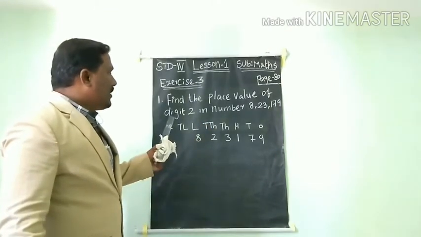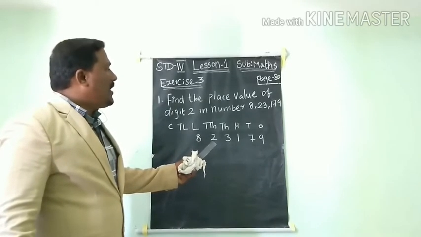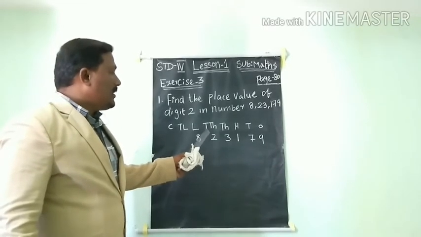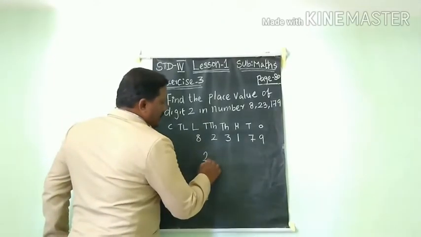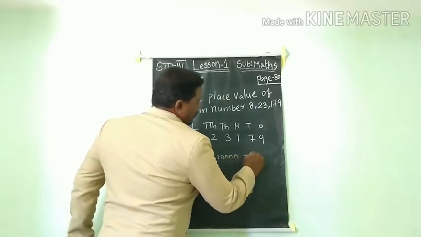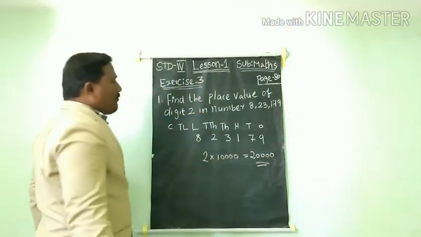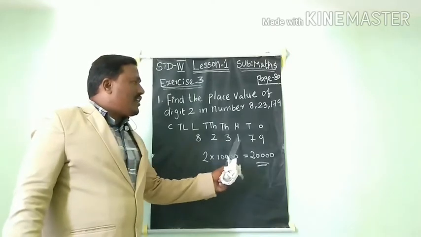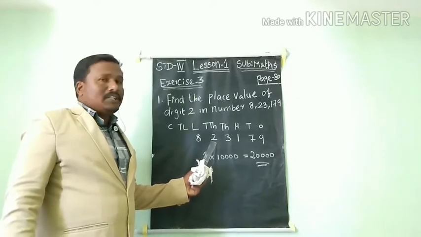Now what's the question? The digit 2. The place of 2 is the 10,000's place. So what is the value of the 2? 2 into 10,000, 20,000 is the place value of 2. Okay, so in 8,23,179, it's 20,000. The place value of 2 is 20,000.